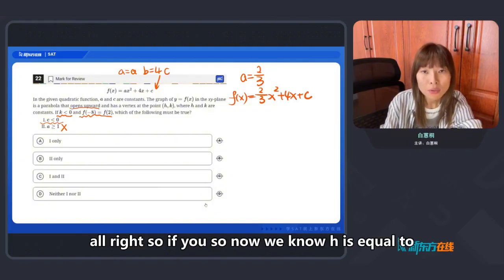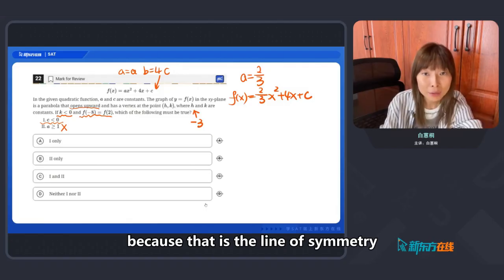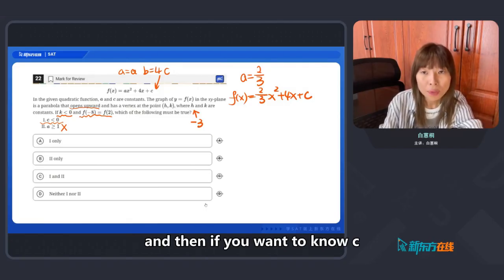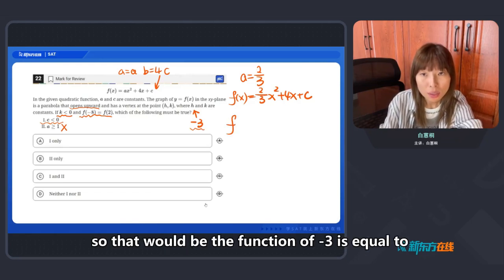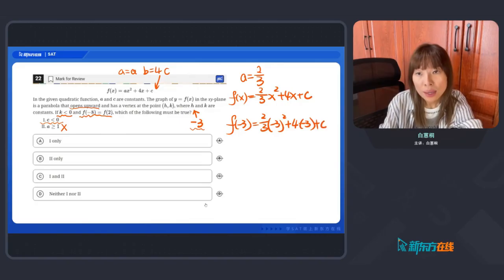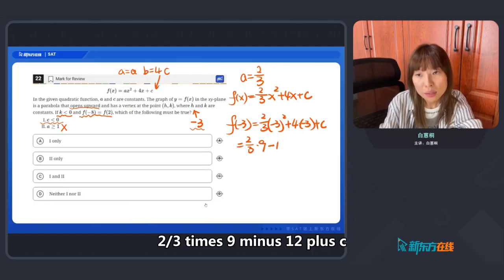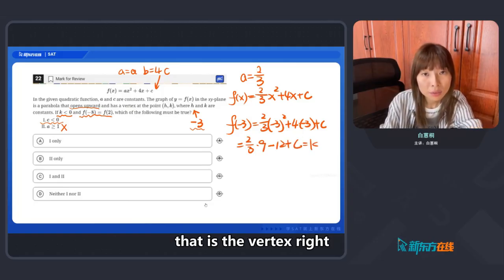All right. So now we know h is equal to -3, because that is the line of symmetry. If you want to know c, we can plug -3 back into the equation. So f(-3) is equal to 2 over 3 times (-3) to the power of 2, plus 4 times -3, plus c. And then we have 2 over 3 times 9 minus 12 plus c, because the value we get should be equal to k. That is the vertex, right?